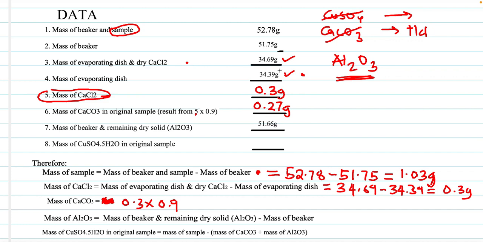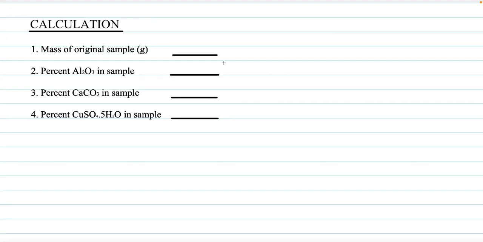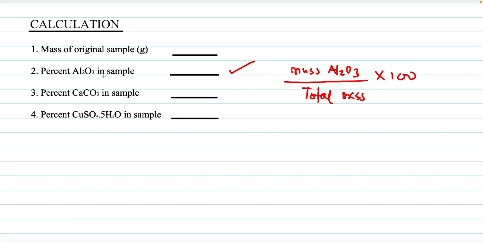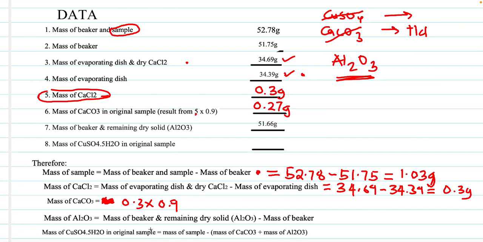So I now say, although they did not make space for us to record the mass of aluminum oxide, if you look at the next page, we are asked to give the percentage of this. For you to give the percentage, you will say mass of aluminum oxide over the total mass times 100. So it's important we know the mass of this. That is why I made this particular writing here. Mass of aluminum oxide equals the mass of beaker and remaining solid, which is this, minus the mass of the beaker when it was empty, which is this.